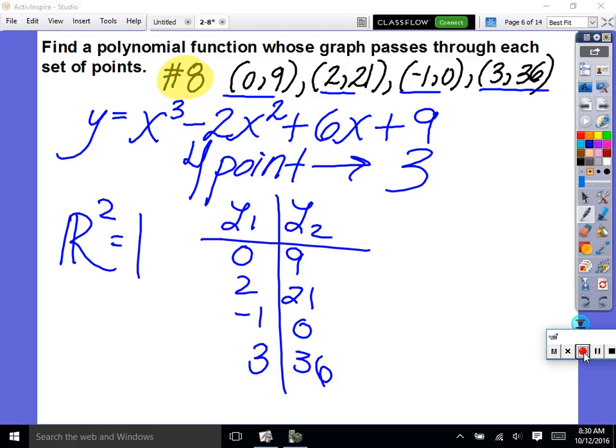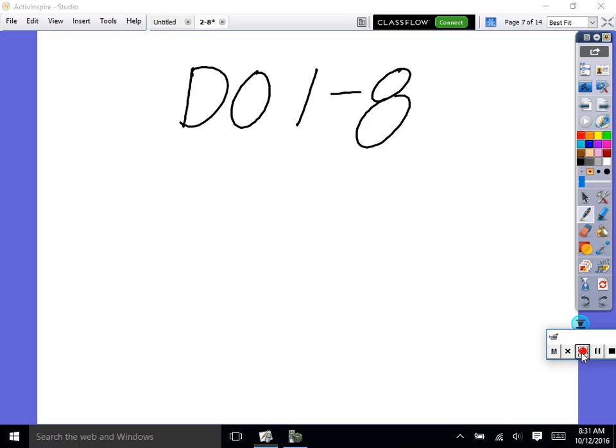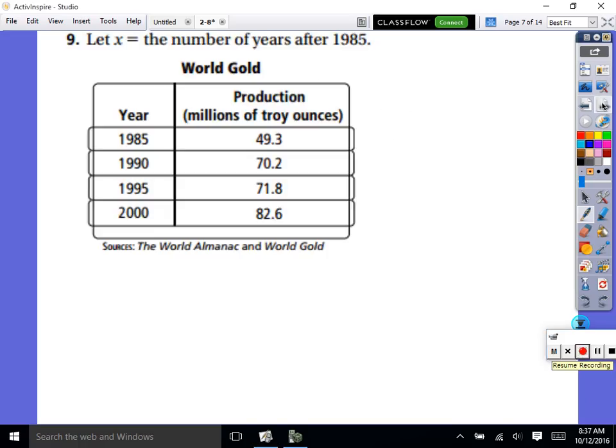Now, once again, we know this was a perfect fit because r squared was 1. So if you went through and did a linear regression line, r squared is not going to be 1. Does that make sense? It's not going to be very close. R squared being 1 makes it a perfect fit. 100% perfect. Ready, set, go. Do 1 through 8.